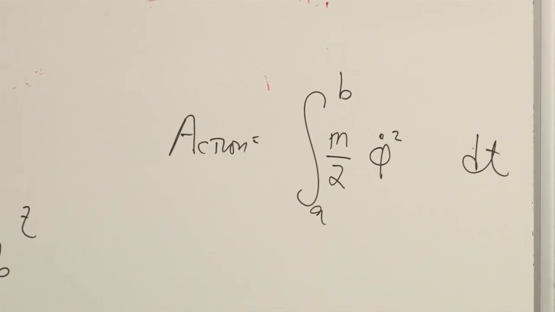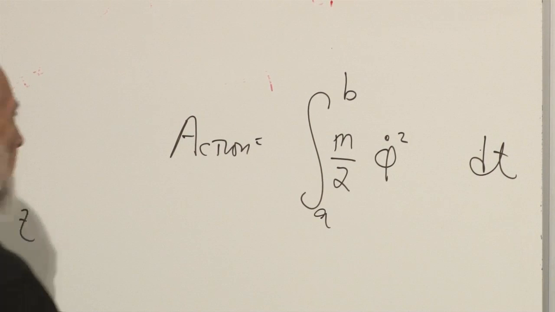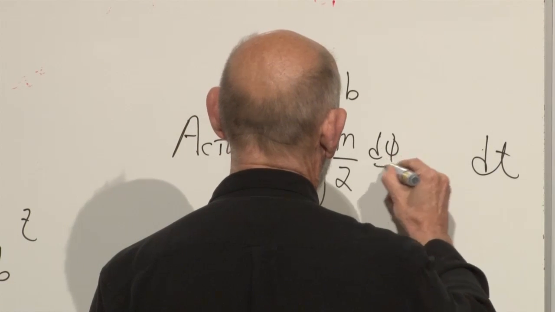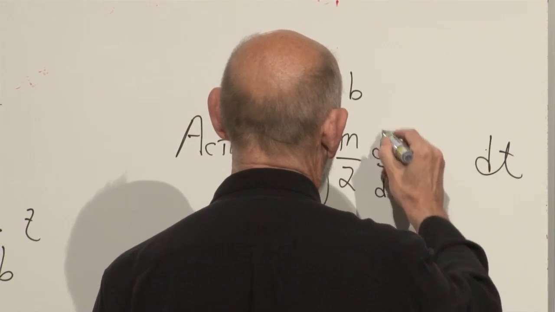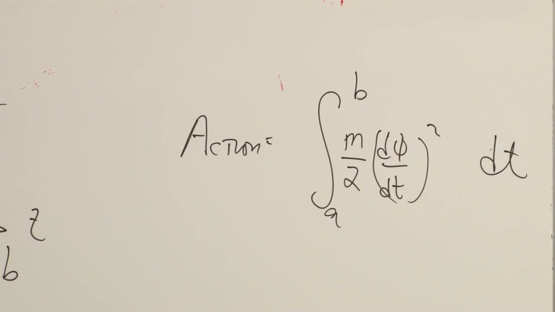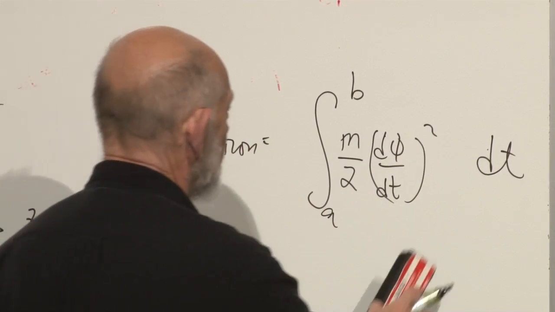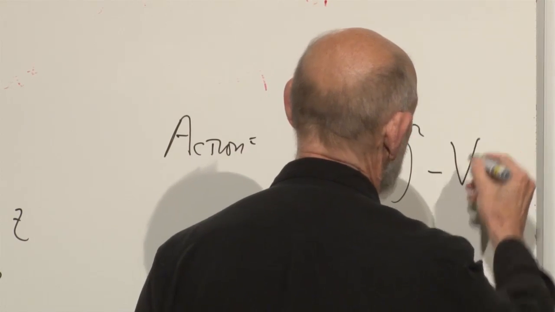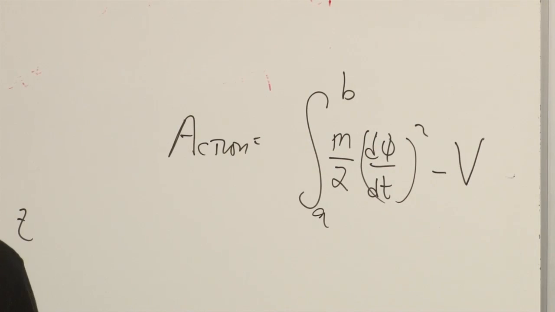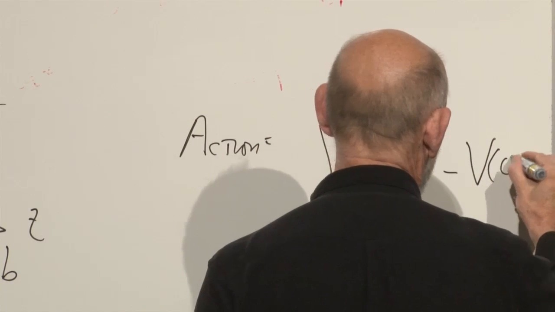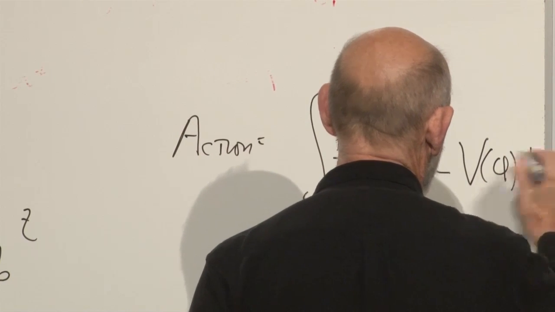We could write it as d phi dt squared. Let's write it that way. And then we might put some potential energy in. That would be minus the potential energy as a function of what? Phi. Okay. Phi. dt.